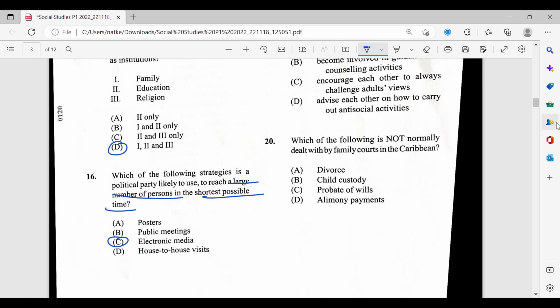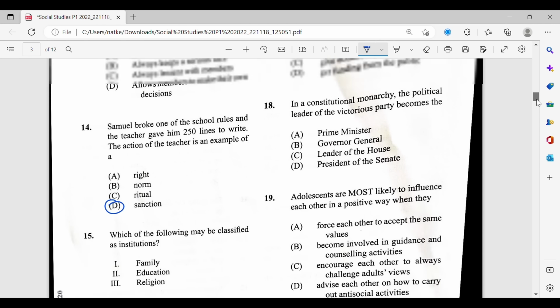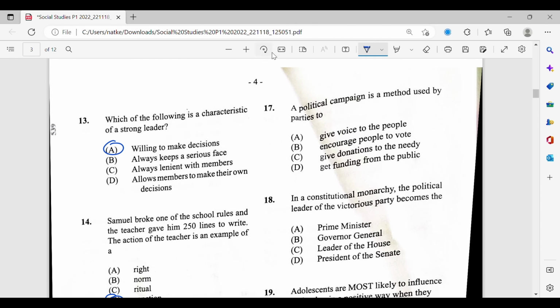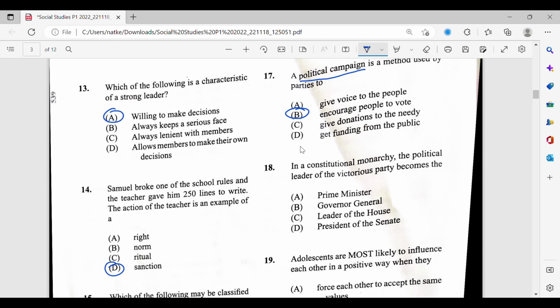Then to number 17. A political campaign is a method used by parties to give voice to the people, encourage people to vote, give donations to the needy, or get funding from the public. The aim of the campaign is to encourage people to vote. So that is letter B for number 17.